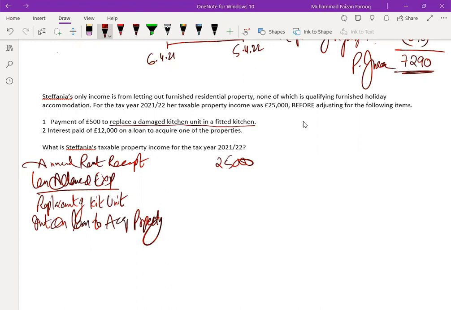I guess it would be revenue. Yes, it is revenue because they are not mentioning that replacement with improvement. So it's a revenue expense.